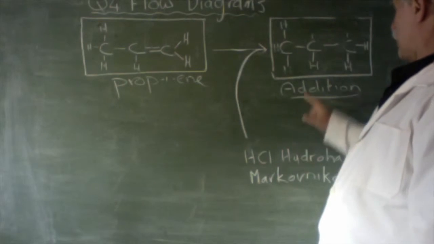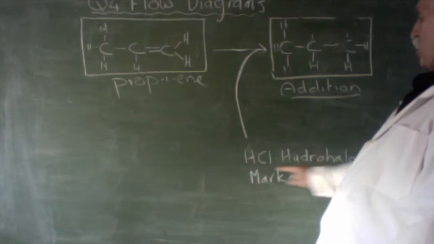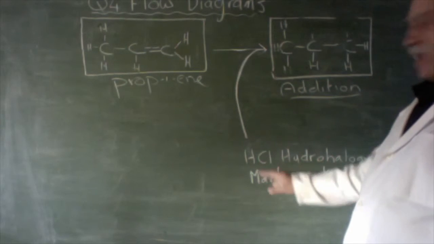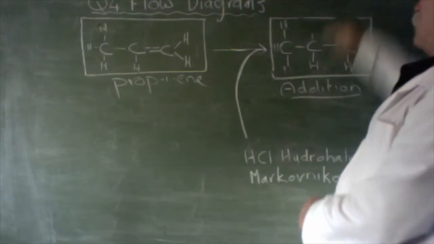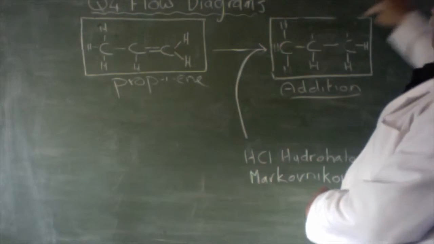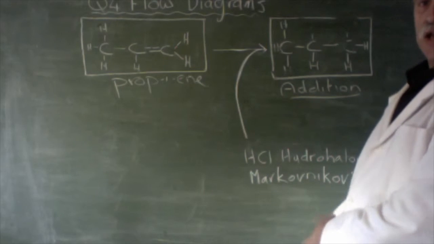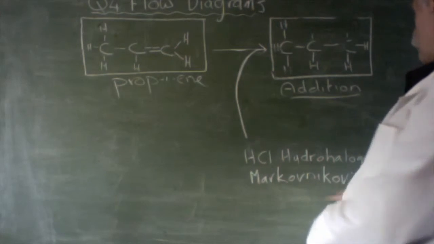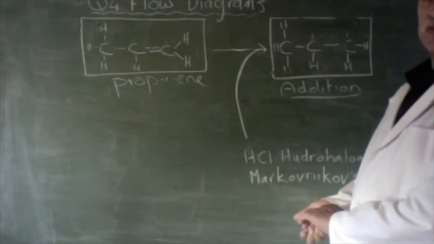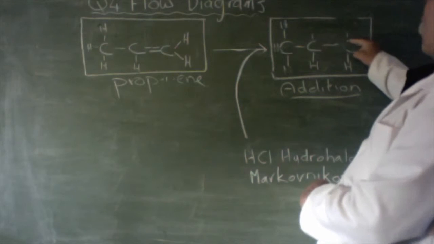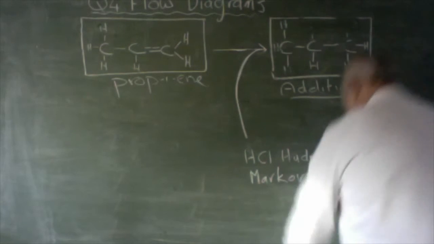Now let's continue with addition. Let's suppose we're doing hydrohalogenation. We're going to add HCl to this propene. Does the H go there, or does the H go there and then the chlorine would go on the opposite one? Now there is a rule called Markovnikov's rule. The rule is this: whichever carbon has got the most hydrogens will get the hydrogen.